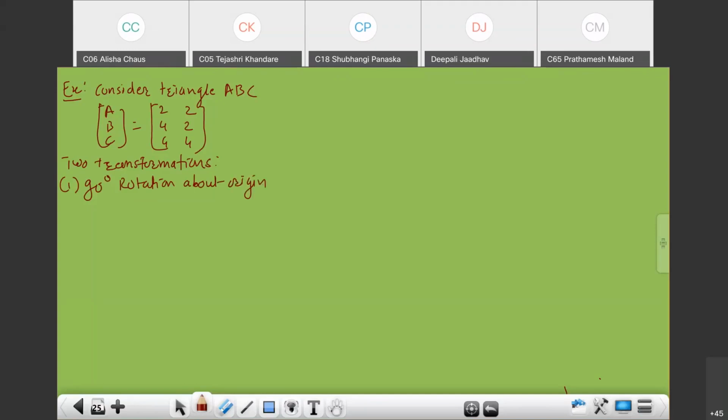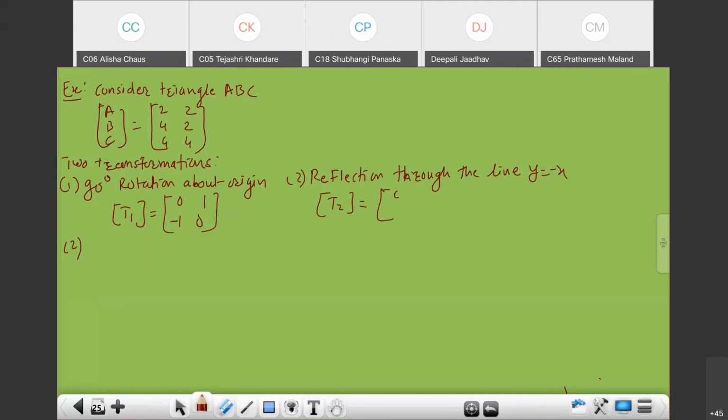So the transformation matrix for this is T1: 0 1 minus 1 0. And second, reflection through the line y is equal to minus x. So for that the transformation matrix T2 is given. Now we combine these transformations together.